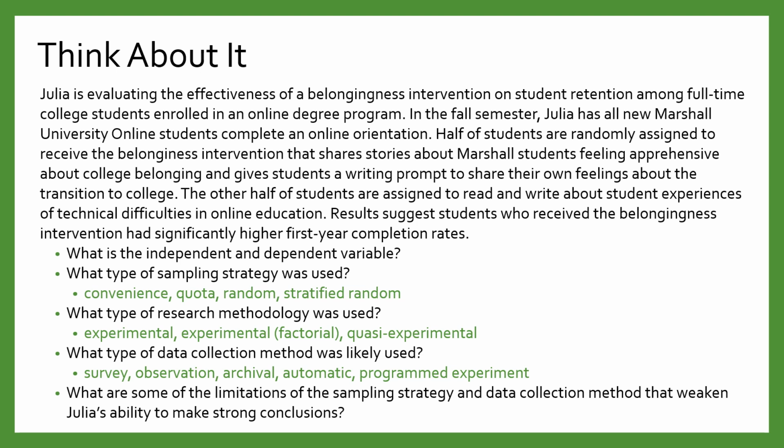Here, the sampling strategy was probably a convenient strategy because Julia had access to students at Marshall University. In this situation, it is an experiment. It's a true experiment. There was manipulation of the independent variable and randomly assigned conditions of students who had similar experiences in the study, other than the intervention received.